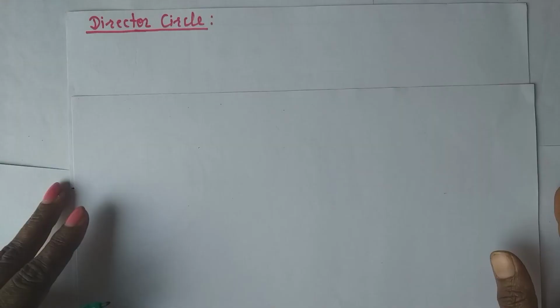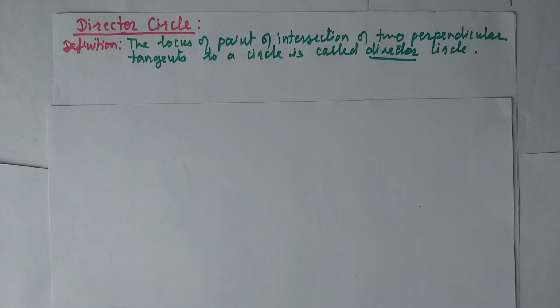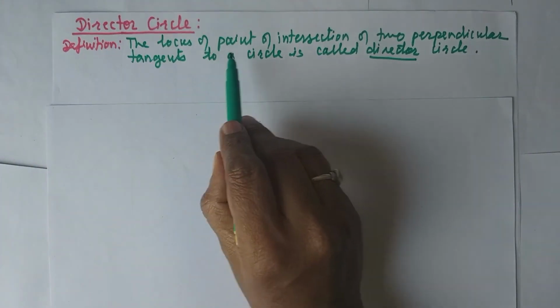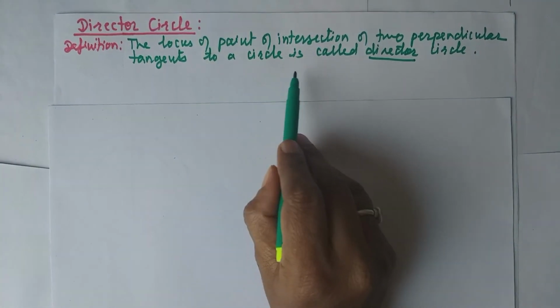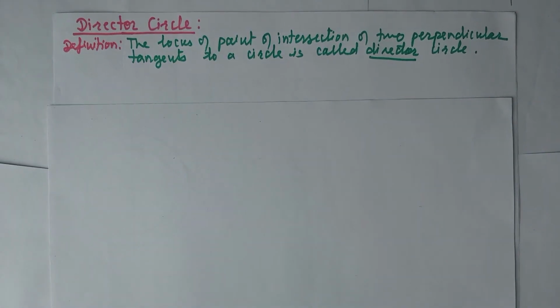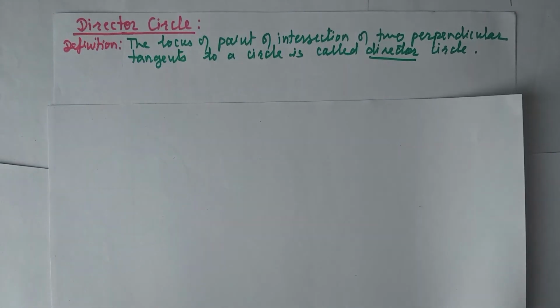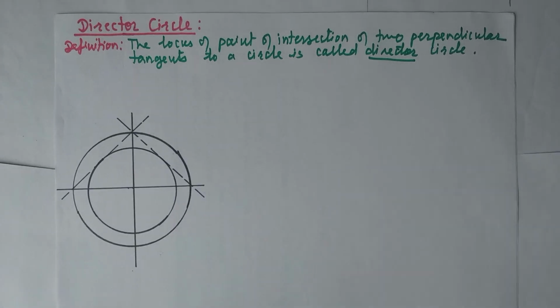Okay students, now we will see the last concept. What is meant by director circle? The locus of the point of intersection of two perpendicular tangents to a circle is called the director circle. We will first write down the definition here. Now see the definition of director circle: the locus of the point of intersection of two perpendicular tangents to a circle is called the director circle. To get clear with this concept, let's try to draw the diagram.